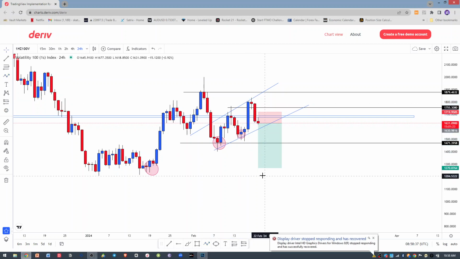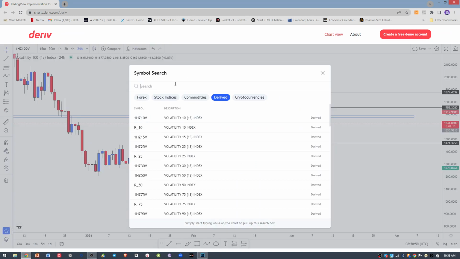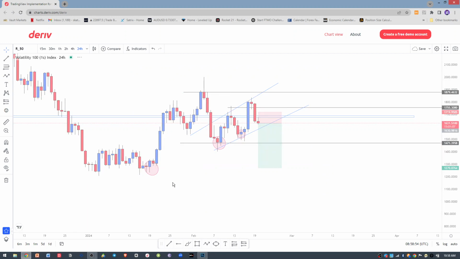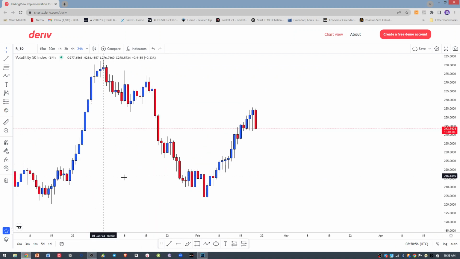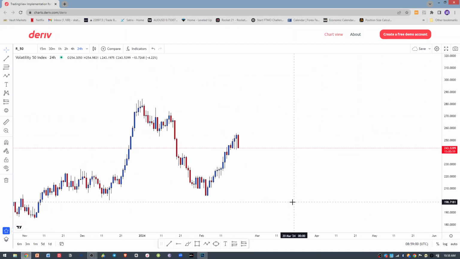So now we can expect price to head all the way to the downside, at least to this zone, because this is our previous lower low point, as you guys can see. So that is where I would take that trading position. So if we take a look at our final market right here, we have a beautiful run on the Volatility 50 market right now. We can see that we have a pretty strong bull run.